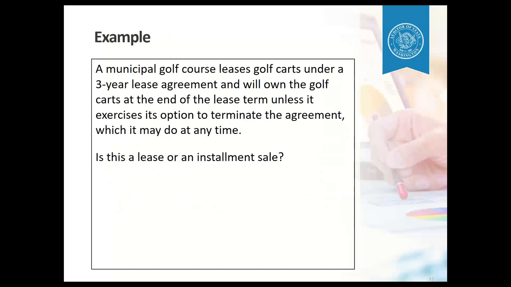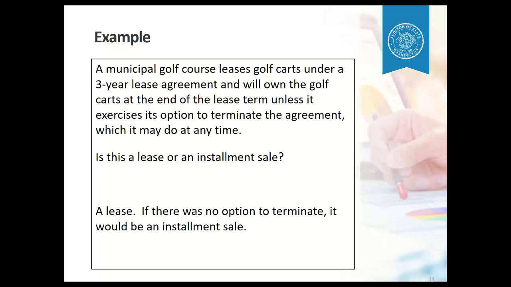In fact, speaking of golf carts, here's an example. A municipal golf course leases golf carts under a 3-year lease agreement. And they'll own the golf carts at the end of the lease term unless it exercises its option to terminate the agreement, which it can do at any time. So is this one a lease or an installment sale? This is a lease. If there was no option to terminate, it would be an installment sale instead.